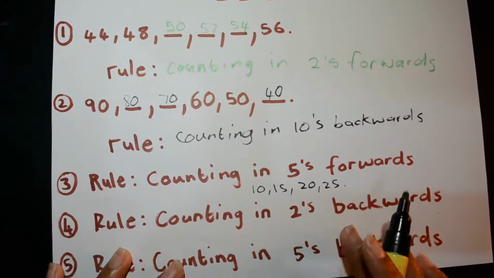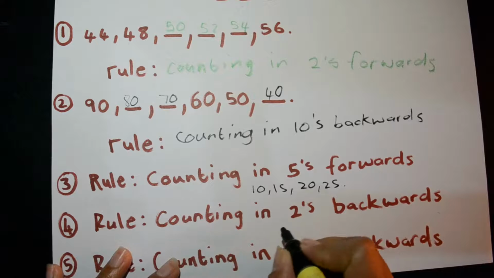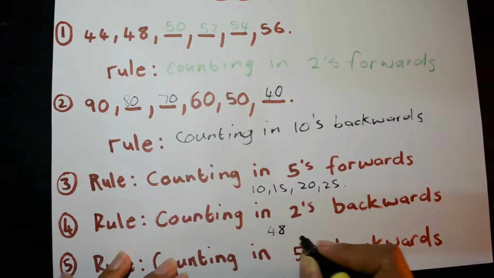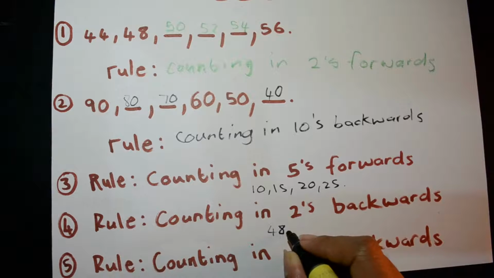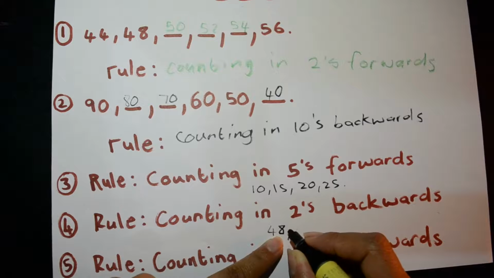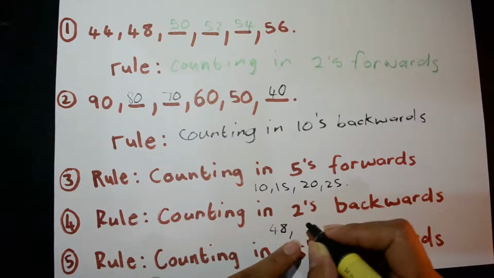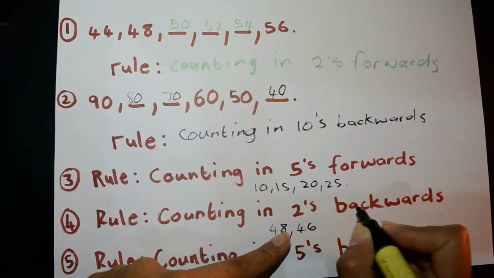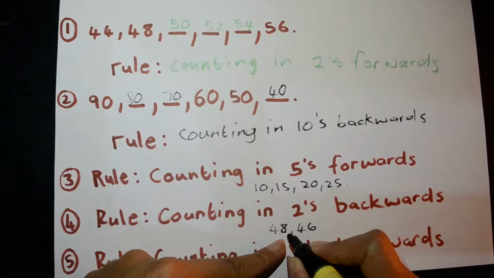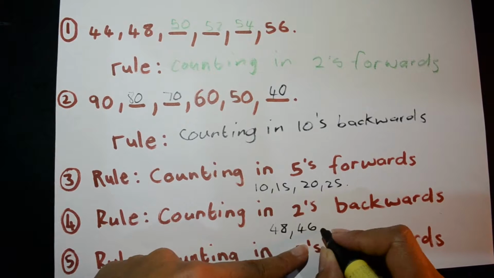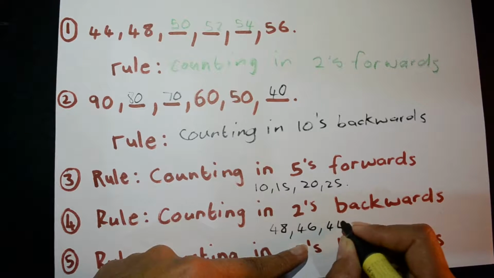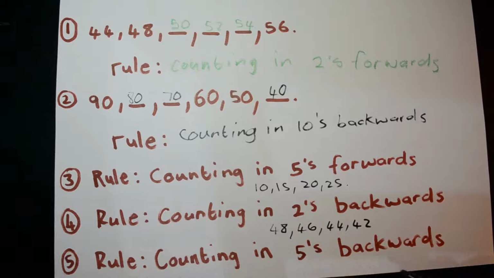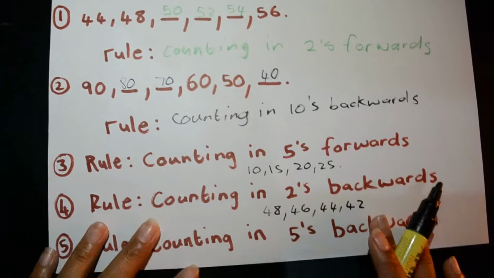Counting in twos backwards, I choose any number to start with. Let's say I choose 48. I'm going backwards, that means the numbers are getting less, so it won't be 50, it will be still in your 40s. So 48, 46. Remember, with backwards you minus, so 48 minus 2 will give you 46, and then 44, 42.